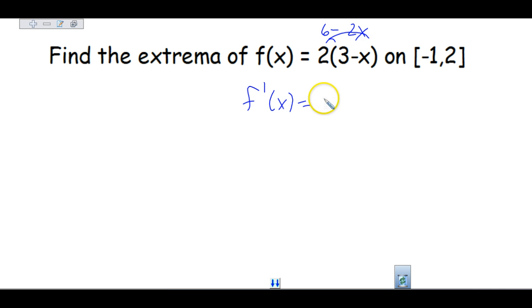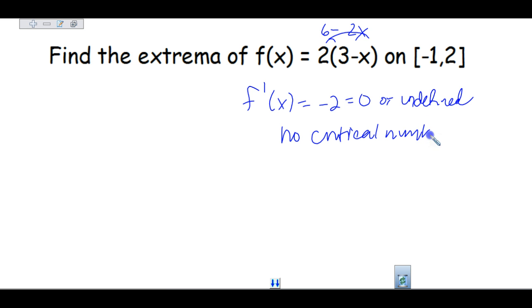So make this 6 minus 2x. The derivative is just going to be -2. I want to know where that's equal to 0 or undefined. Well, -2 can never equal 0, and -2 is never undefined. It's always -2. So this has no critical numbers. That shouldn't surprise us. I wouldn't expect a linear function to have a relative minimum or maximum.